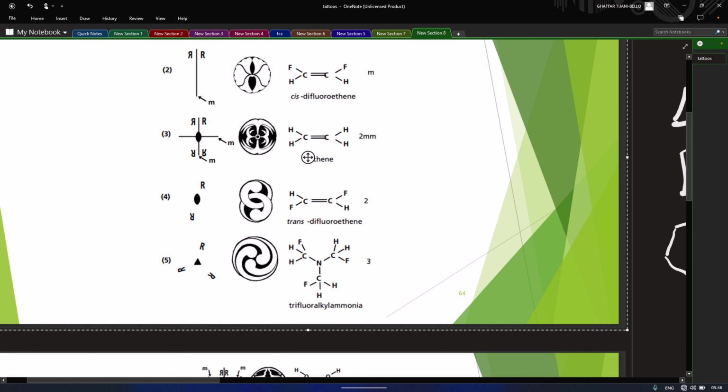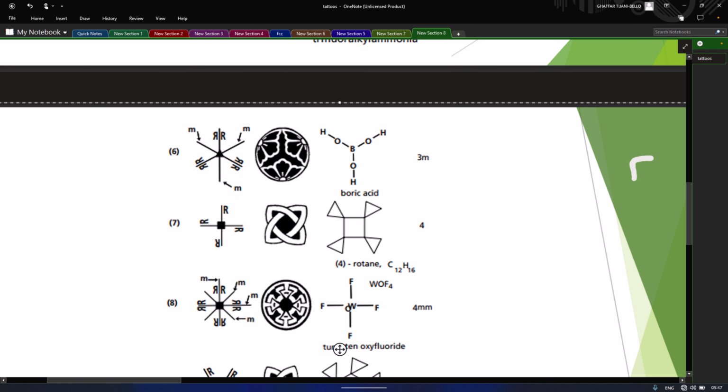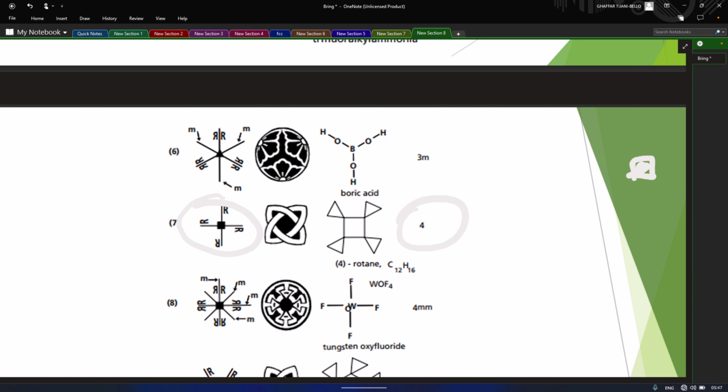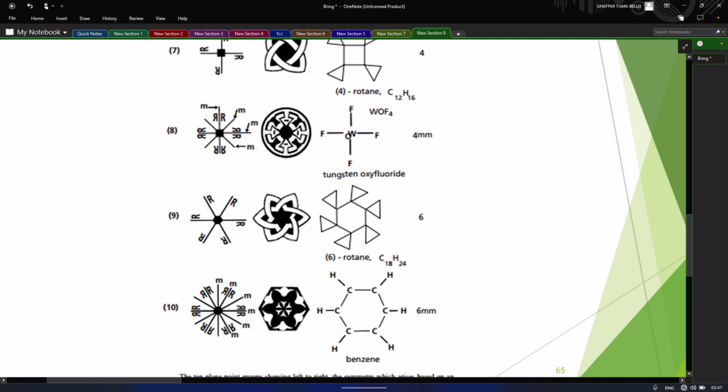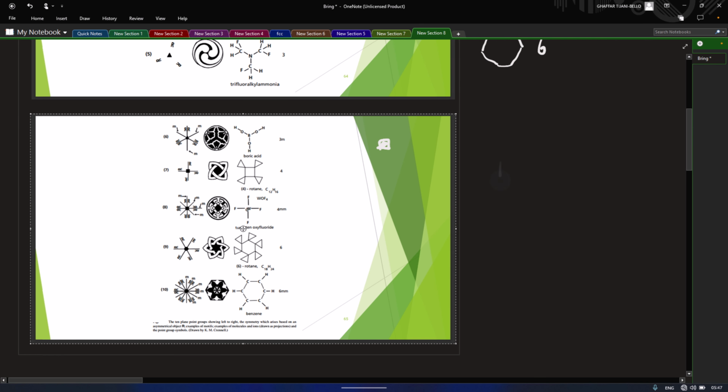Then if you go downwards again, we have a square, right? A square which is four. Right here we have a square, number 7, which is 4. Then reverse my step, sorry. Then we go down to number 9, you can see a hexagon, which is 6. Reverse my step once again. Yeah, so that is the first thing you need to look at.